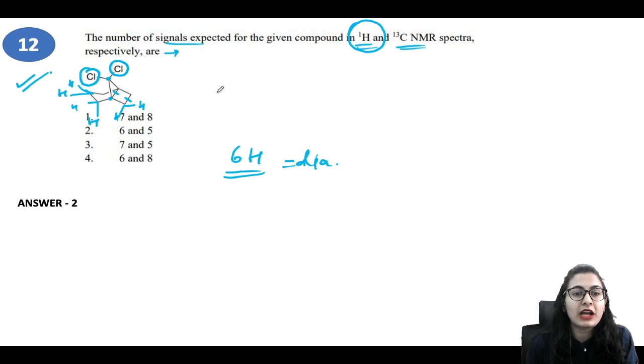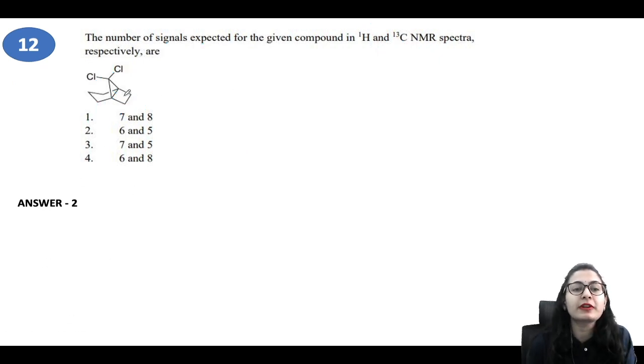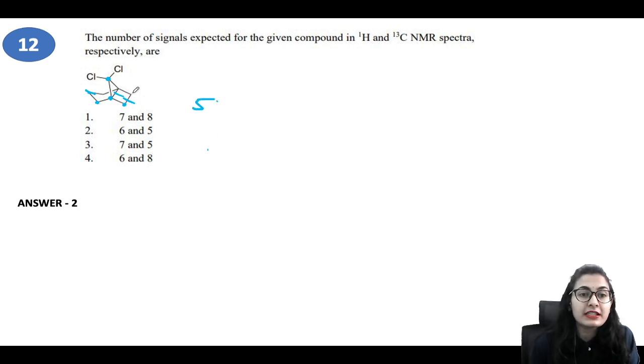What about the number of carbons? If you see the carbons, you have a sigma plane once again, which is passing through all of these centers. So we have 1, 2, 3, 4, and 5. We have 5 signals for the carbon, and these are going to be repeated on the front side. So 6 in the proton NMR and 5 in the C13 NMR. Answer is option number 2.